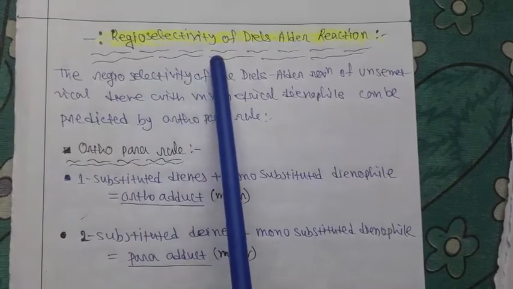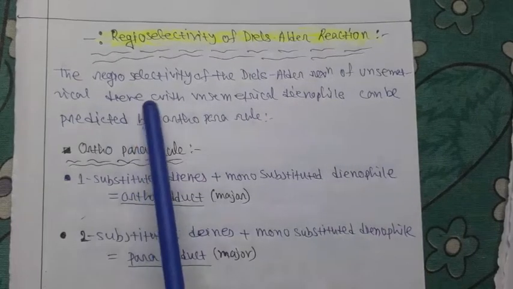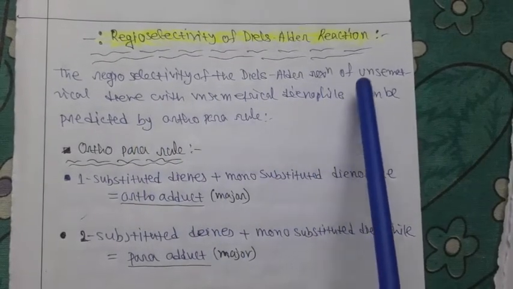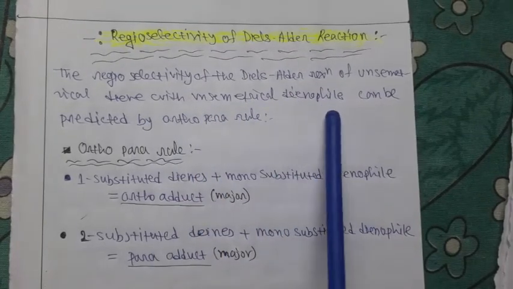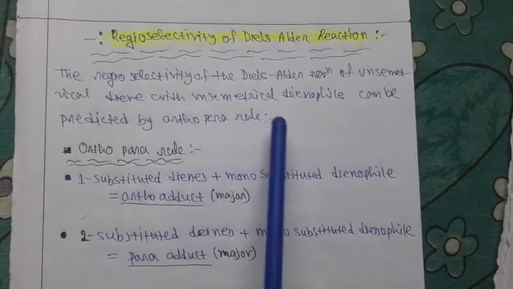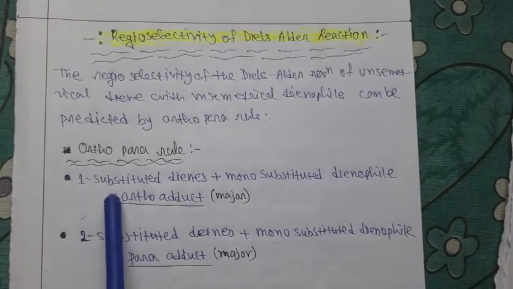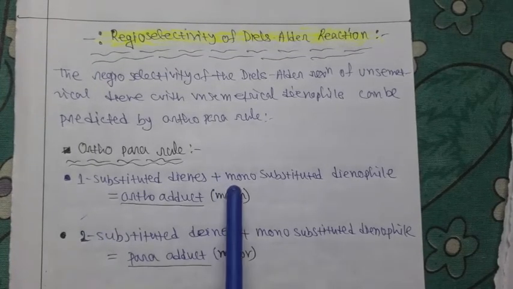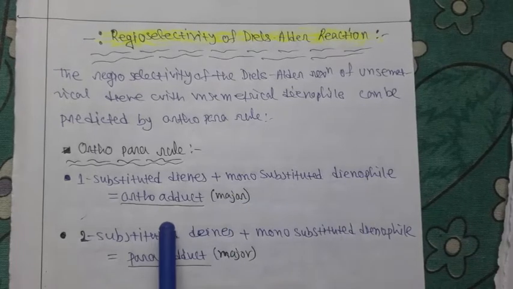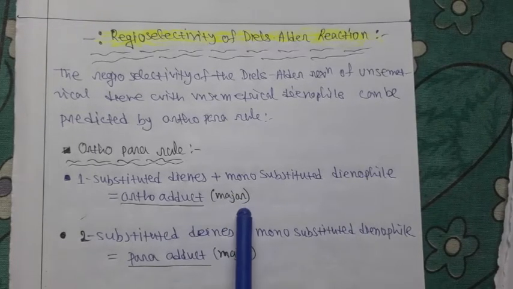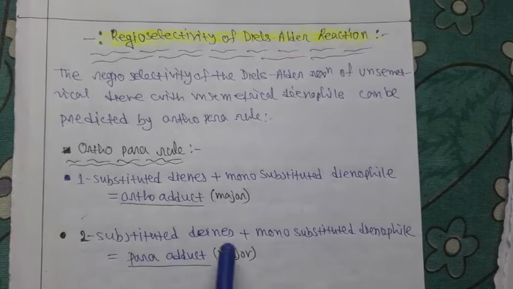Now regioselectivity of Diels Alder reaction. The regioselectivity of the Diels Alder reaction of unsymmetrical diene with unsymmetrical dienophiles can be predicted by the ortho-para rule. One substituted diene and monosubstituted dienophile react to give ortho adduct as the major product. Two substituted diene and monosubstituted dienophile react to give para adduct as the major product.